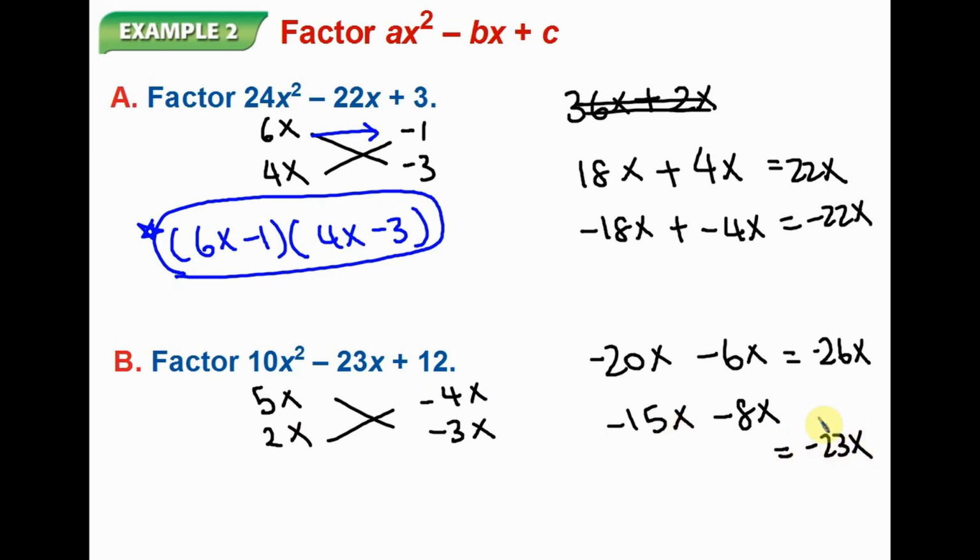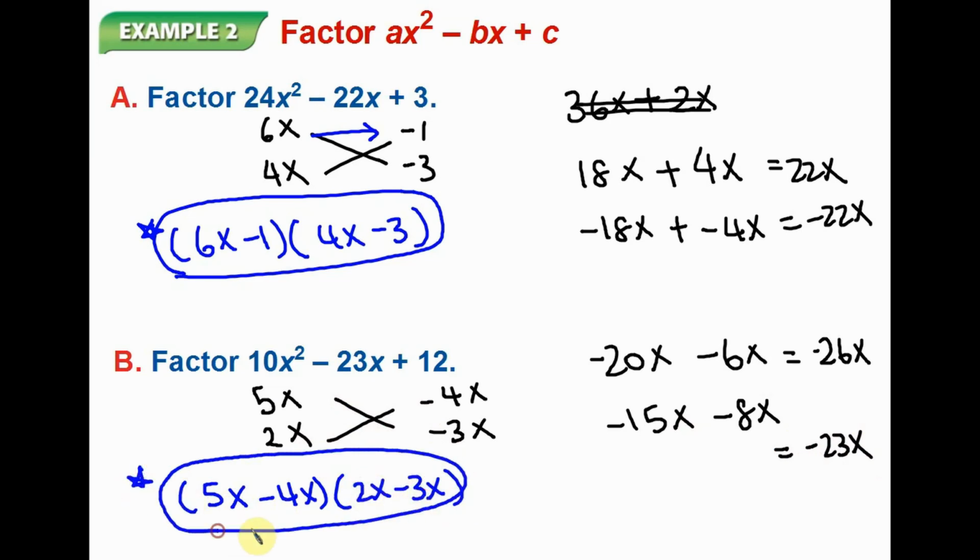Once you double check, now the last step will be writing in factor form. The first one is 5x minus 4, times, you write straight, 2x minus 3, and that's how I know this is going to be the factor form.